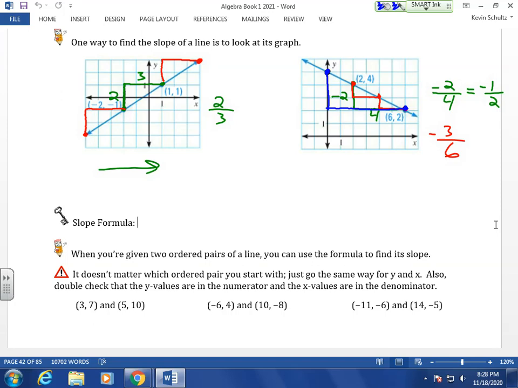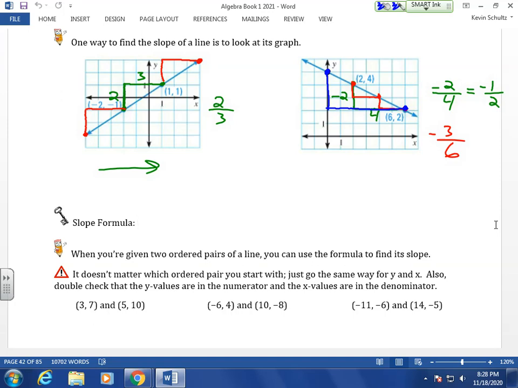So when you're given a graph to find slope, you just look at it. How do I get from the point on the left to the point on the right? Up and over, down and over, just take that vertical change first. If you're going up the y-axis, it'll be positive. If you're going down the y-axis, it'll be negative.